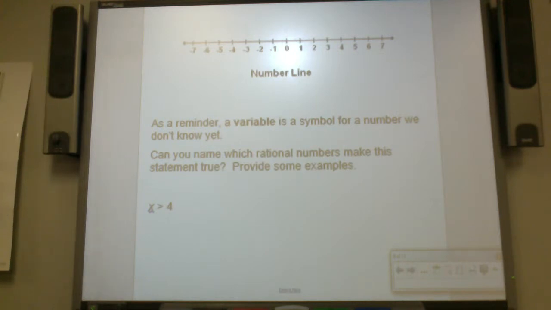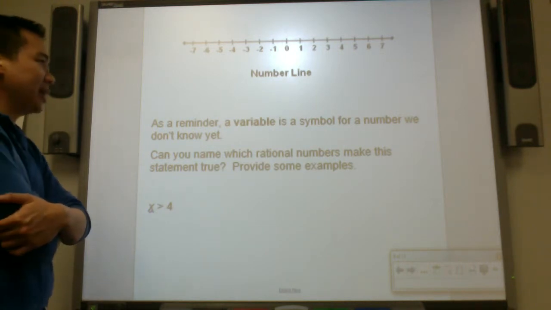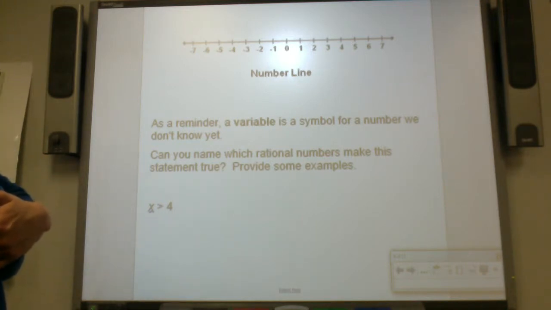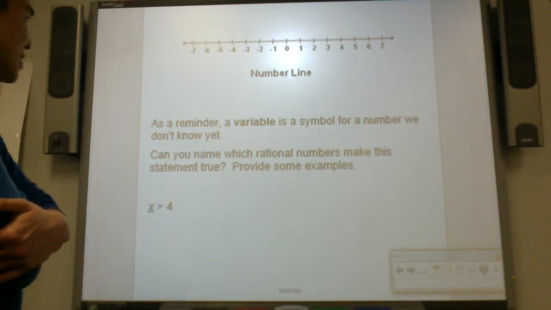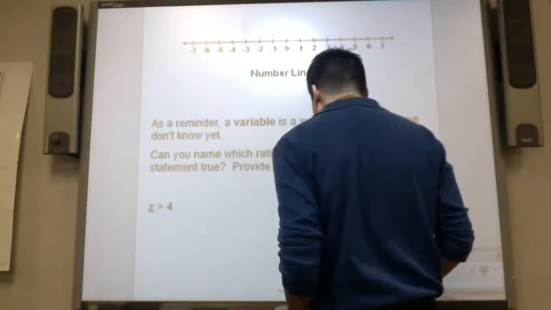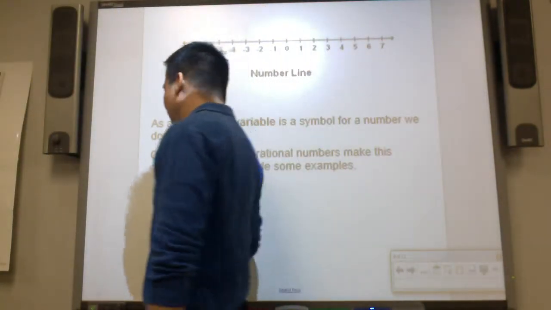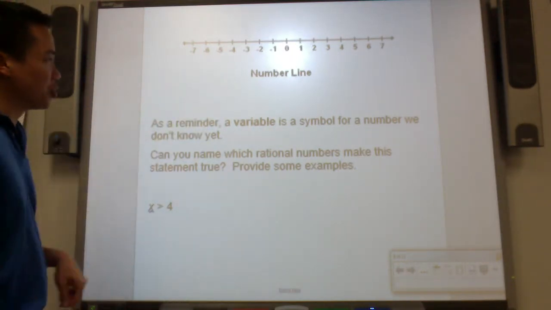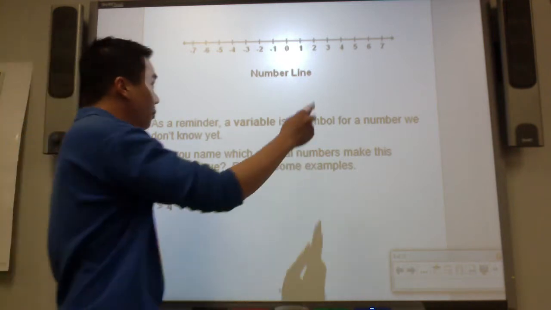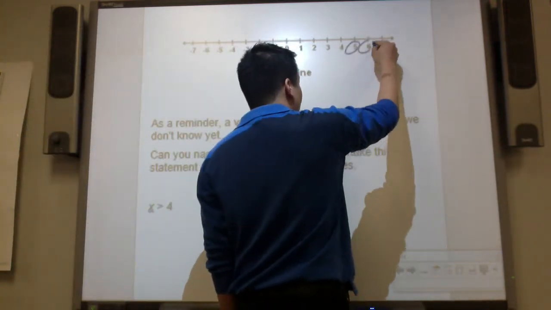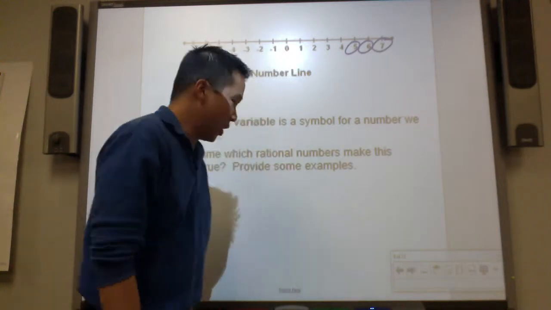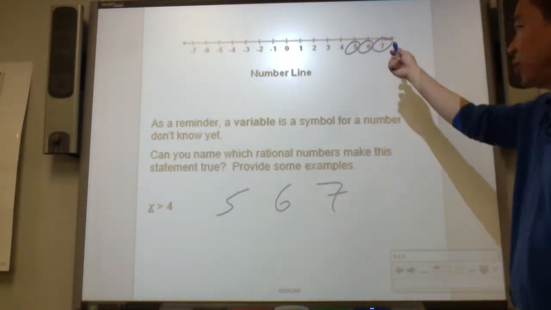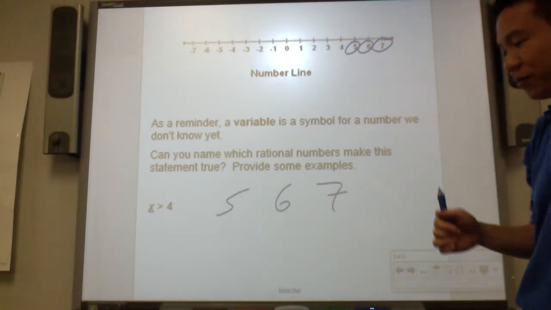So here is a number line. A reminder, a variable is a symbol or letter for a number we don't know yet. Can you name which rational number makes this statement true? Provide some examples. So looking at this number line, when will this be true? At what number? A number is greater than 4. Which numbers on this number line will be greater than 4? This is greater than 4. This is more than 4. This is more than 4. So the numbers are 5, 6, 7, and higher. All those numbers, according to this number line, are greater than 4.